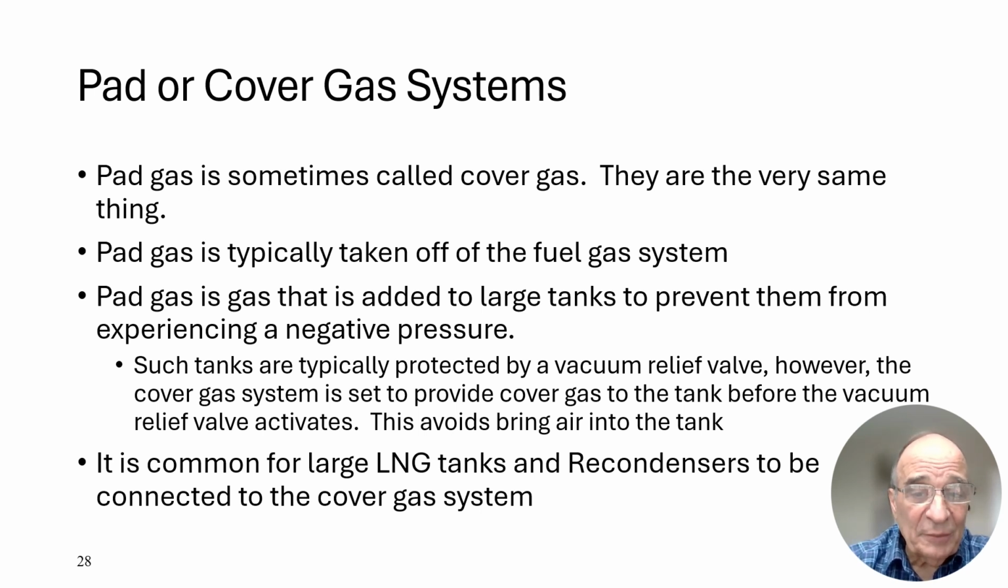Such tanks are typically protected by a vacuum relief valve. However, the cover gas system is set to provide cover gas to the tank before the vacuum relief valve activates. This avoids bringing air into the tank. It is common for large tanks and recondensers to be connected to a cover gas system.